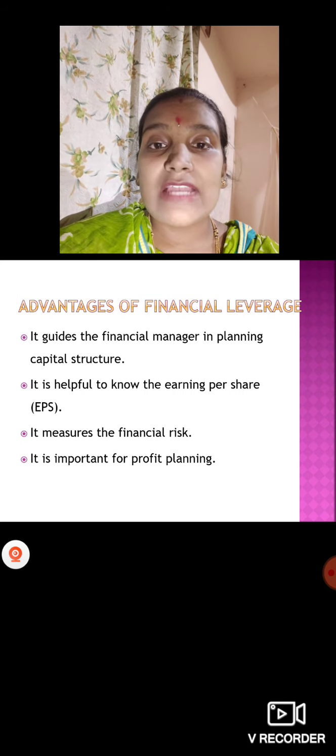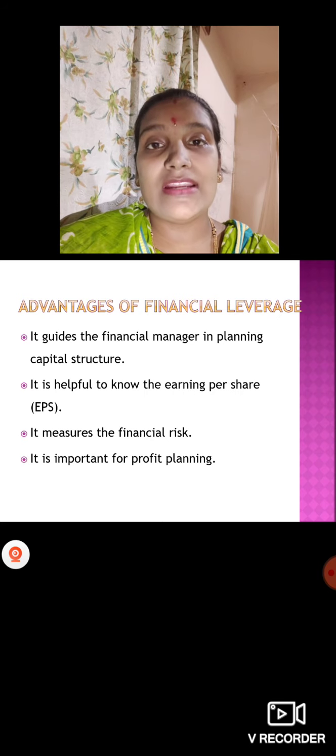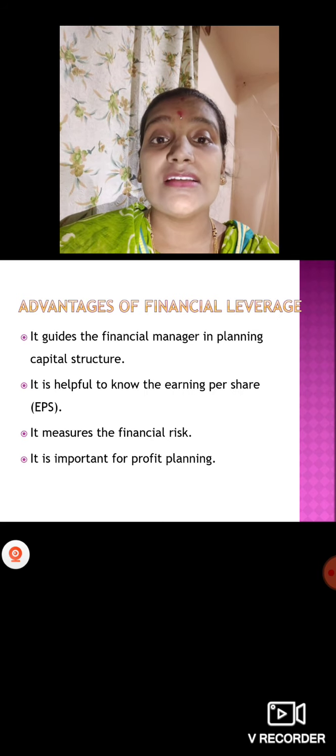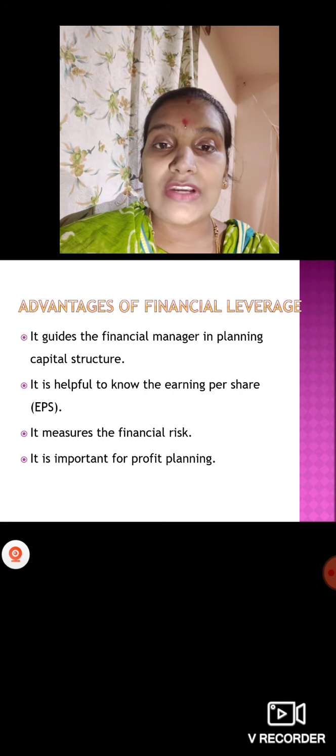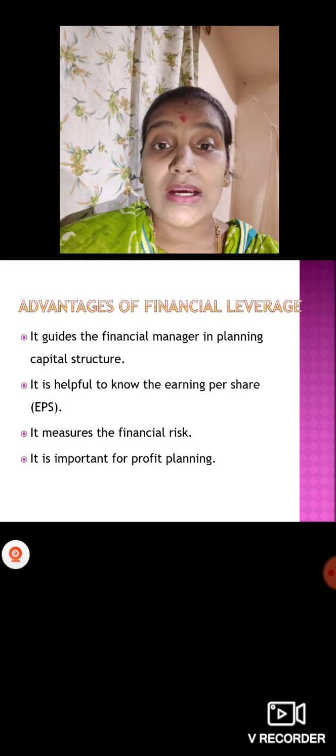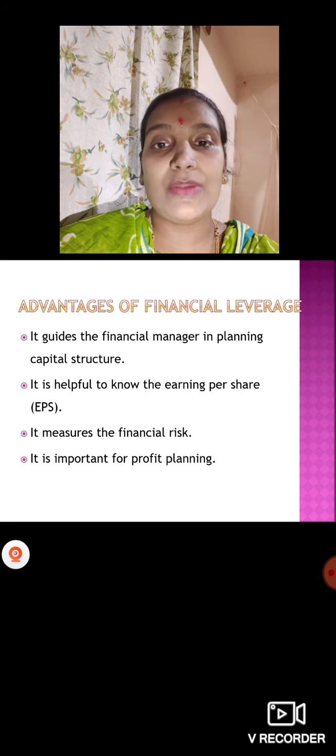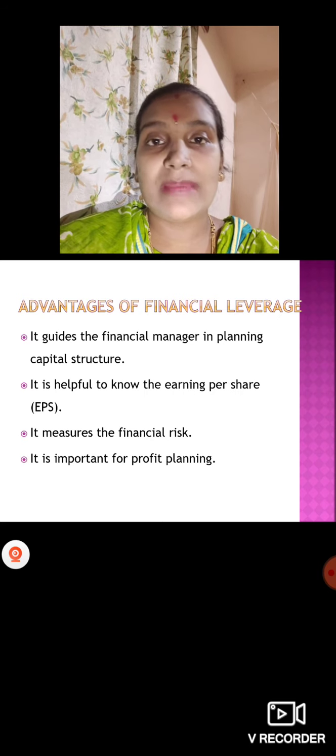It is helpful to know the earning per share. Here you can calculate the earning per share of the equity shareholders, how much they can earn back. It measures the financial risk. It measures the financial risk of the business, as it helps us to calculate the earning per share. Then it is important for profit planning. This financial leverage helps us to plan for profit margins or plan to increase our profits. You can make important plans or strategies to earn maximum profit here.